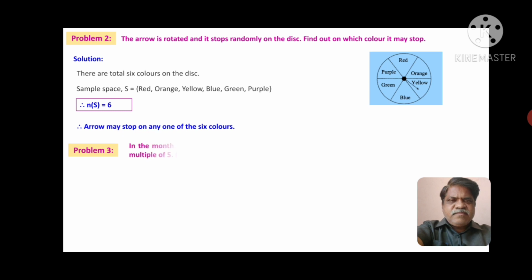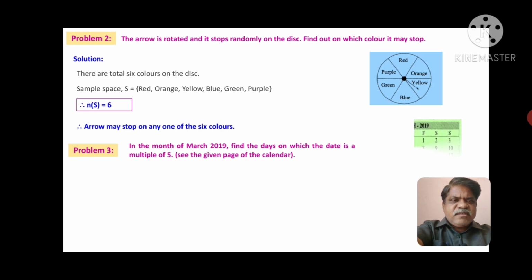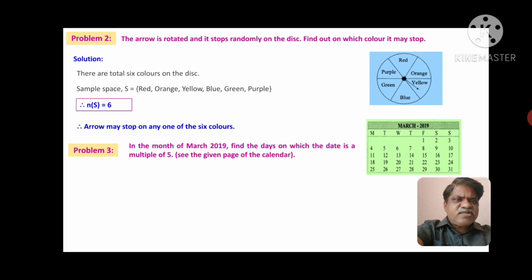Number 3 problem. In the month of March 2019, find the days on which the date is a multiple of 5. You can see the adjoining calendar. You could see in the month of March, multiples of 5 you have to calculate. Means you must know the multiplication table of 5. The dates which are multiples of 5 are 5, then 10, 15, 20, 25 and 30.